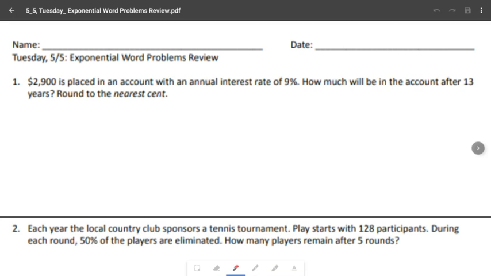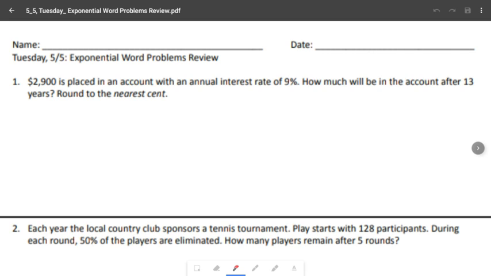So these are the answers for the review. Question 1 says $2,900 is placed in an account with an annual interest rate of 9%. How much will be in the account after 13 years, round to the nearest cent? Now, if you remember from Monday, I gave you a little chart of the order of keywords you should be looking for to determine the formula.